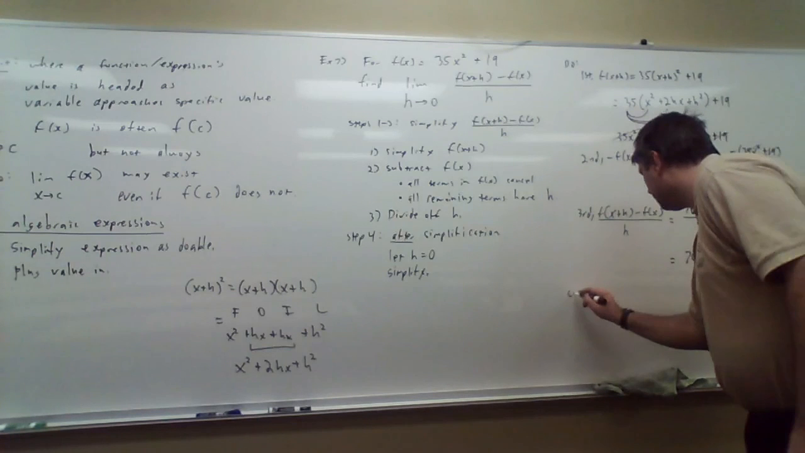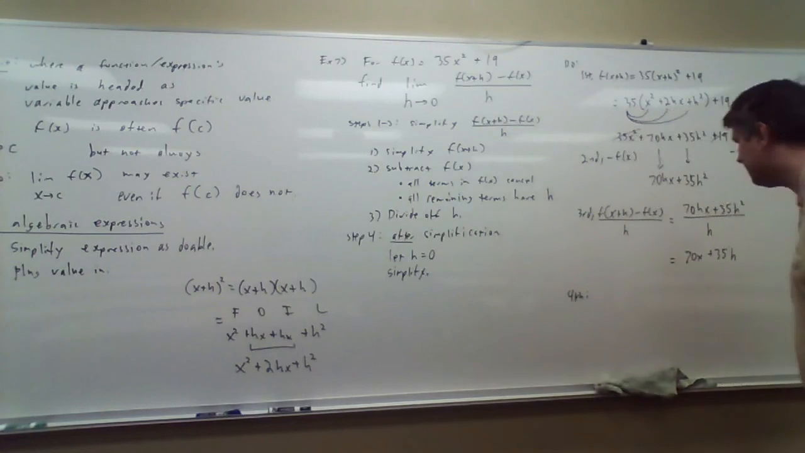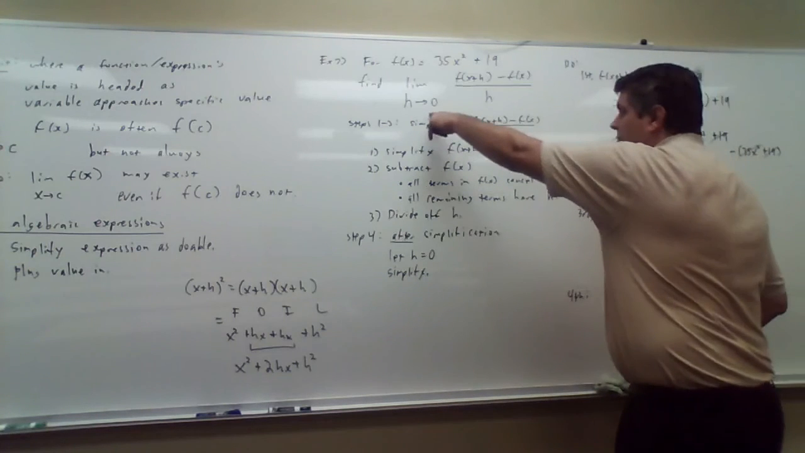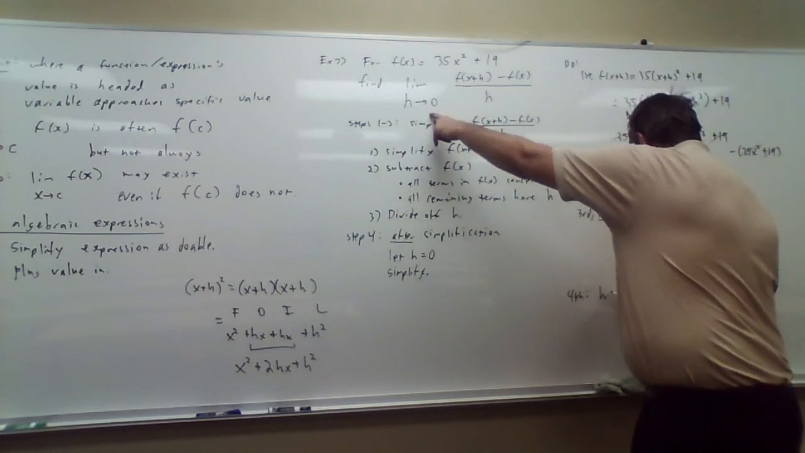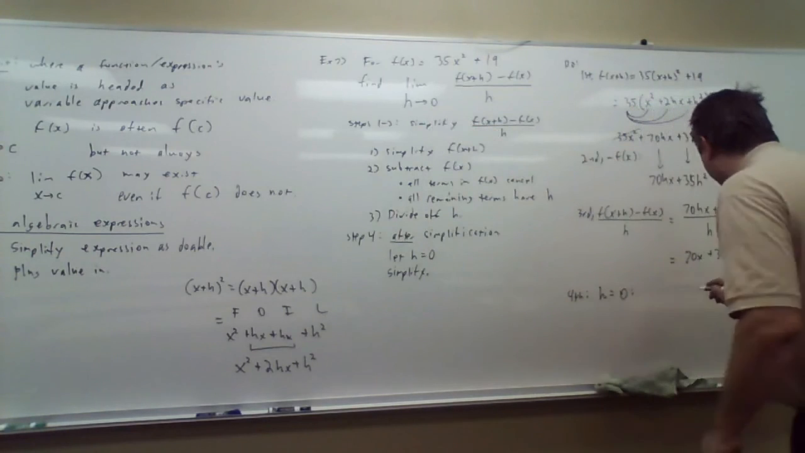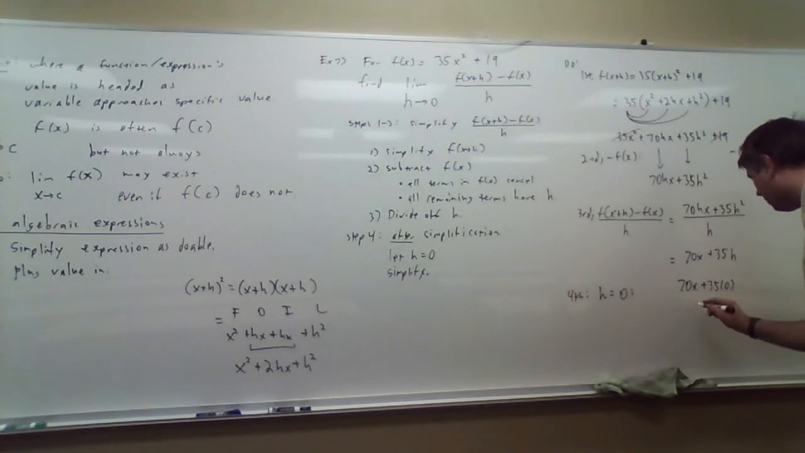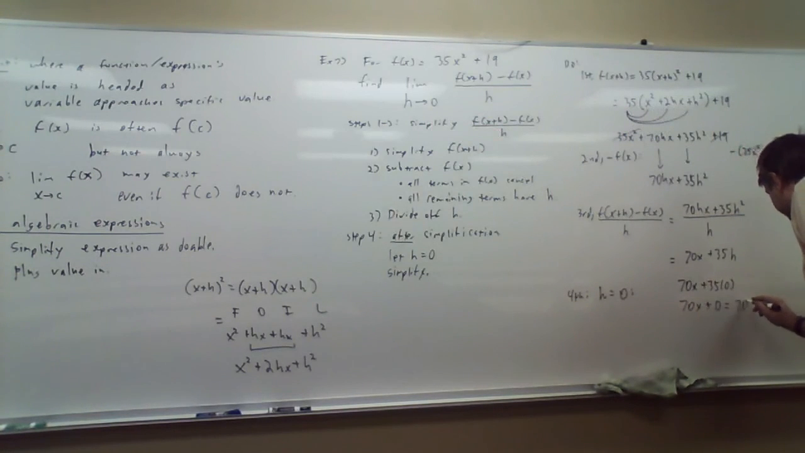Fourth. Okay, step 4. And not before. H equals 0. So we have 70x plus 35 times 0. 70x plus 0 is 70x. Okay? And that is how this would be done. Okay?